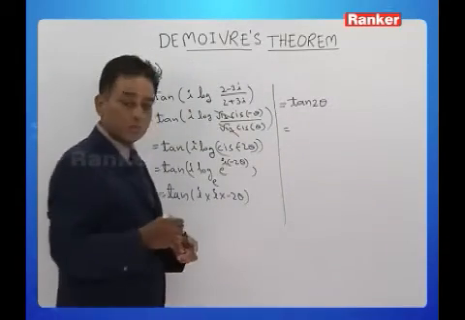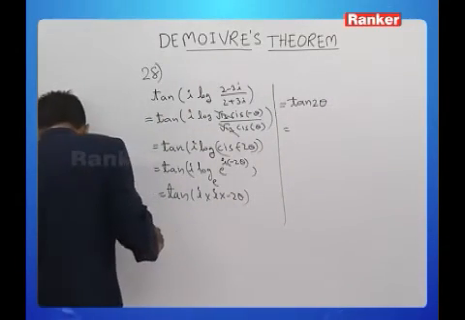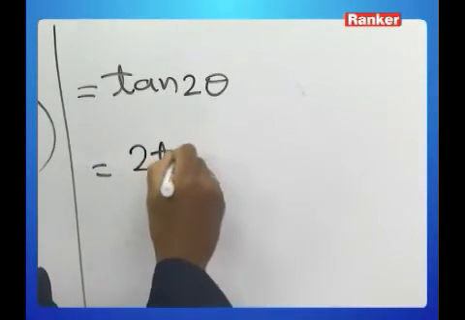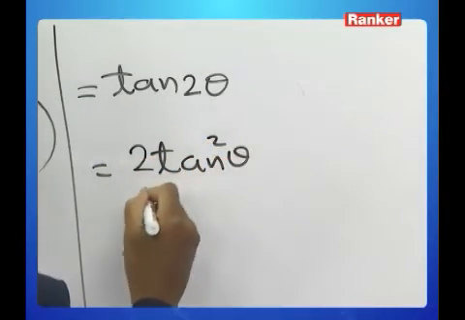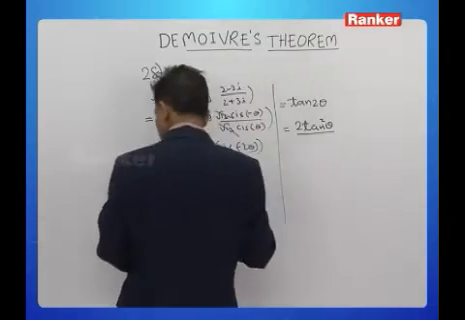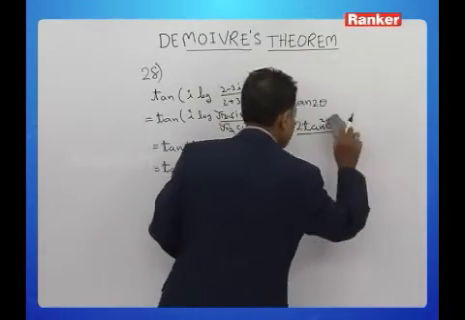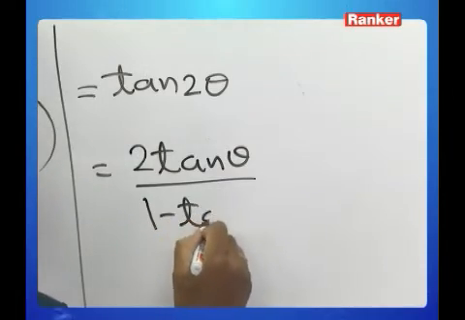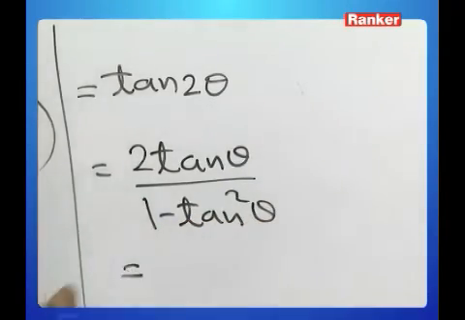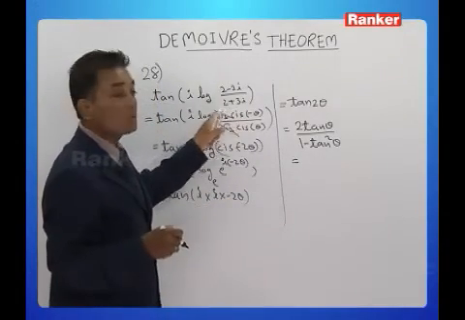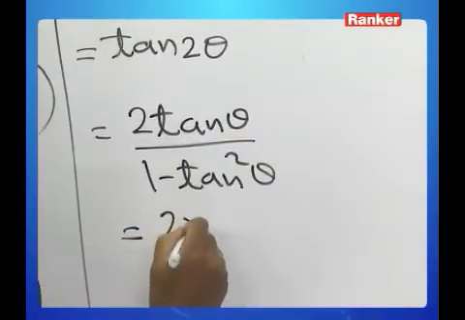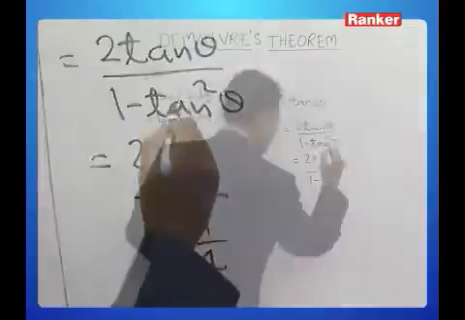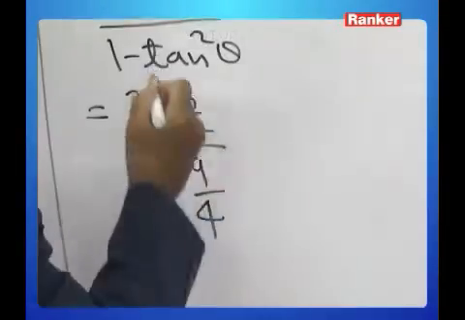What is the tan 2 theta formula? Right, 2 tan theta by 1 minus tan square theta. What is tan theta here? 3 by 2. So 2 into 3 by 2, by 1 minus 9 by 4. Right? 2 cancels.